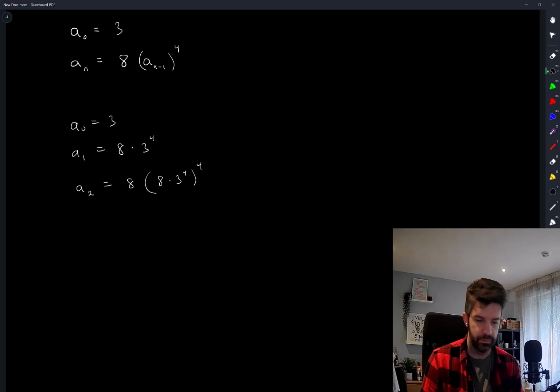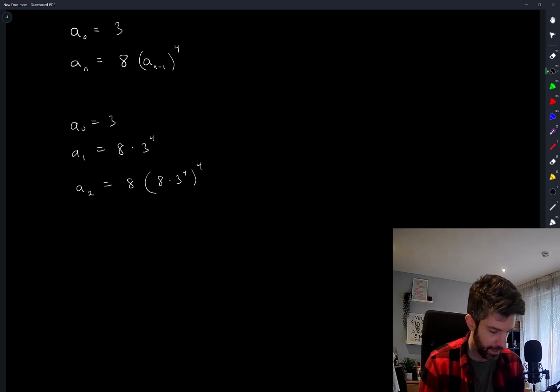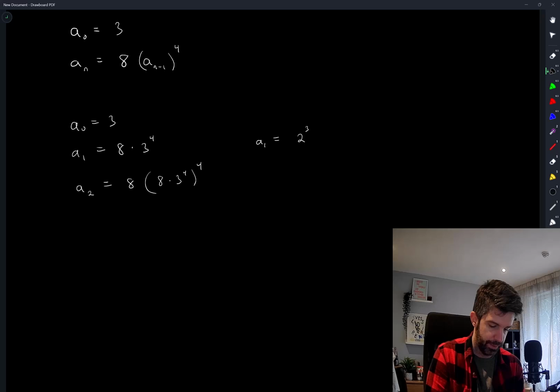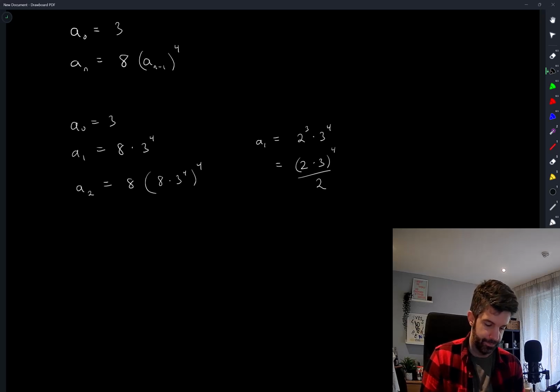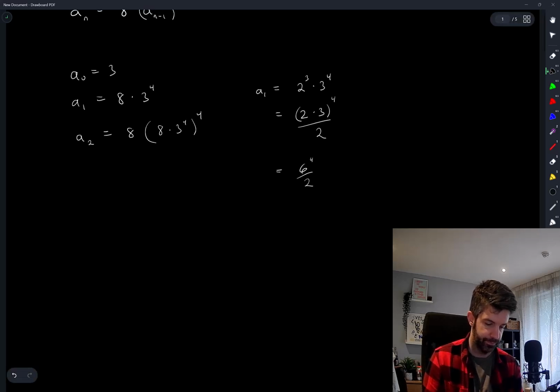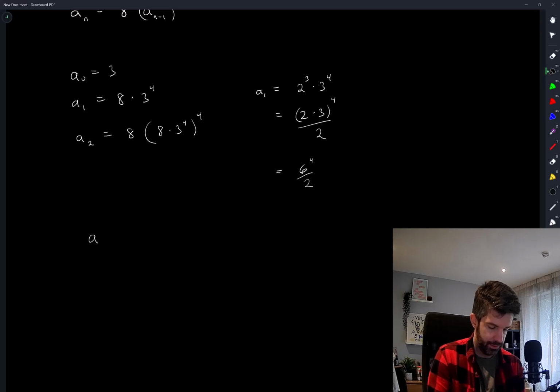So if I write this as a1 is equal to 2 to the 3 times 3 to the 4, that's equal to 2 times 3 to the 4 divided by 2. Which is 6 to the 4 over 2. So then a2 is equal to 8 times 6 to the 4 over 2 to the power of 4.